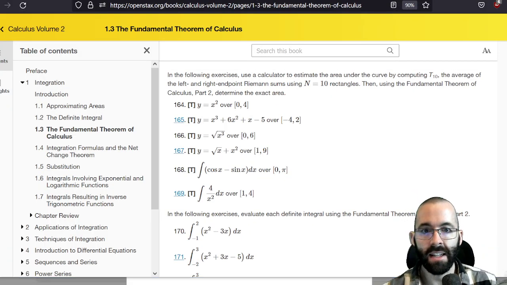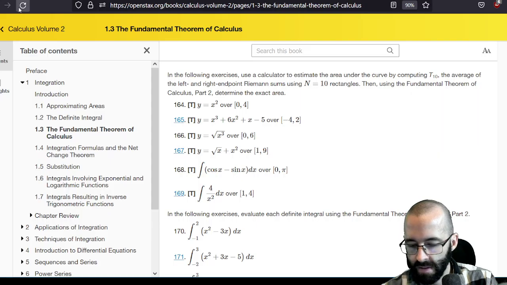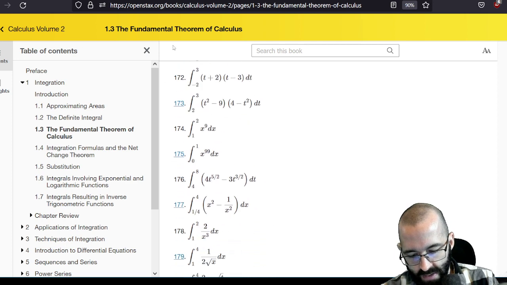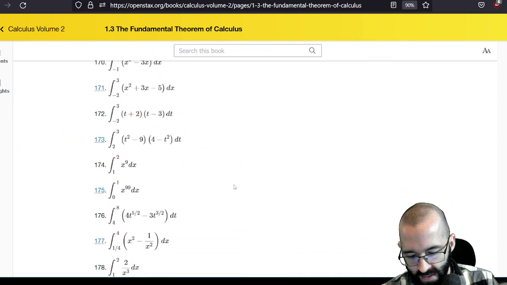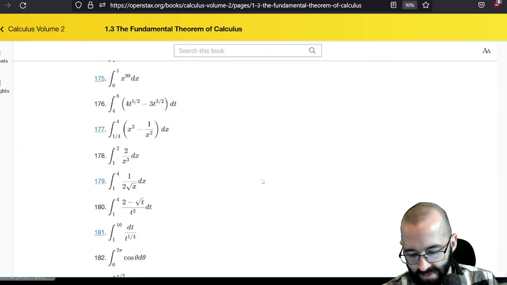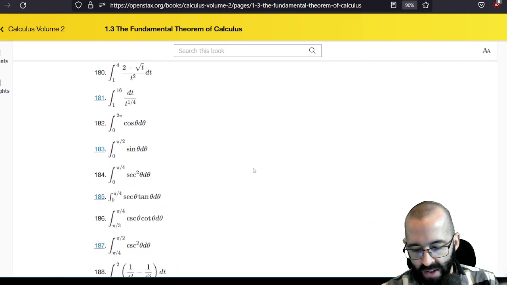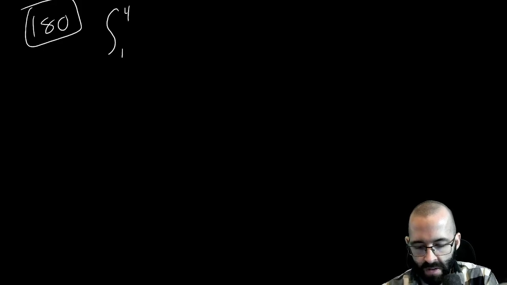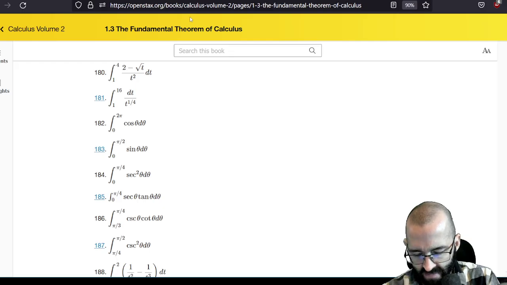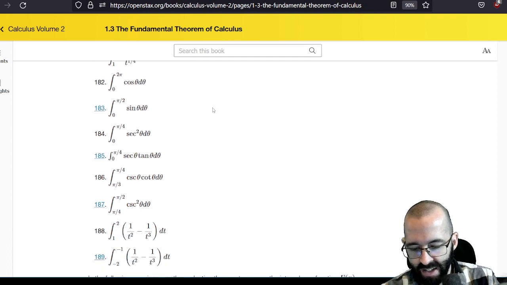Next up is 180. Roll down a bit. All right, just evaluate the integral from 1 to 4 of 2 minus root t. Nah, this is way too similar to the one we did in the lecture. Let's do 182.